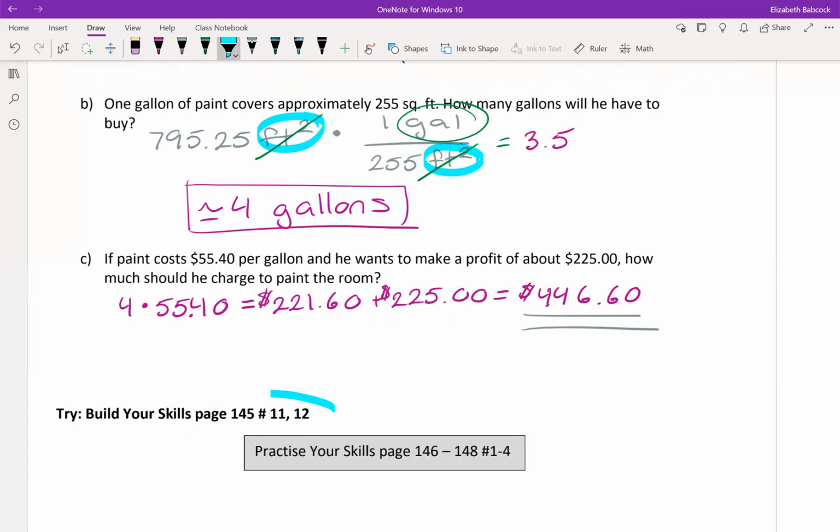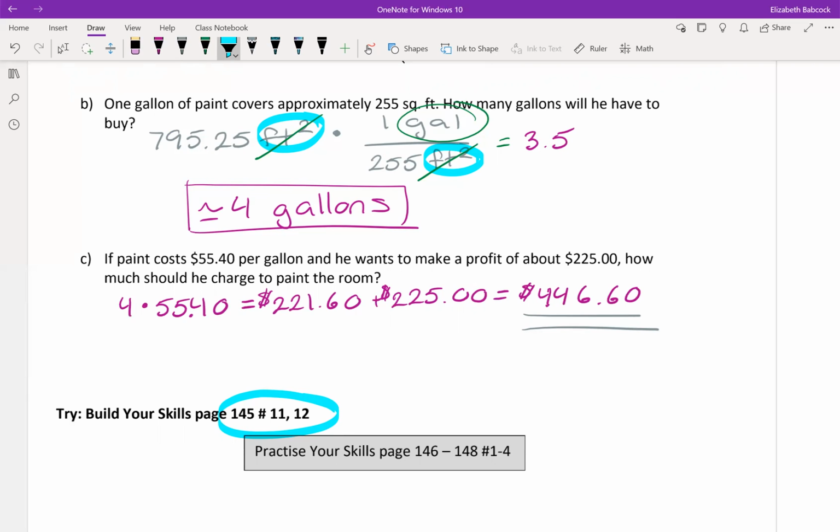Okay, so you can try page 145, numbers 11 and 12, and once you're done, you can move on to the practice your skills page 146 to 148, numbers 1 to 4. Remember, I have posted the answer key to the workbook on the Google Classroom for your reference as you're going through. If you're confused or not sure if you're doing it right, go in and check. Check to make sure you're getting the right answers.